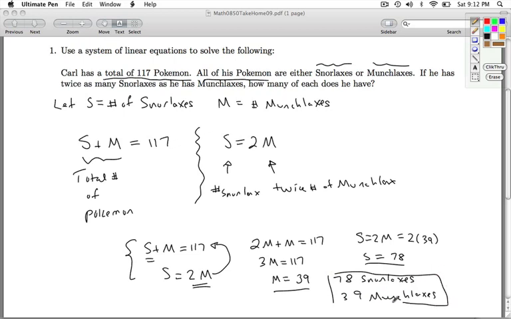Now how would you check our answer to this? Well, let's add up how many Pokemon that would be. 8, 9 is 17, carry the 1. 7 and 3 and 1 is 11. So this does give me a total of 117 Pokemon. And sure enough, there are twice as many Snorlaxes as there are Munchlaxes.